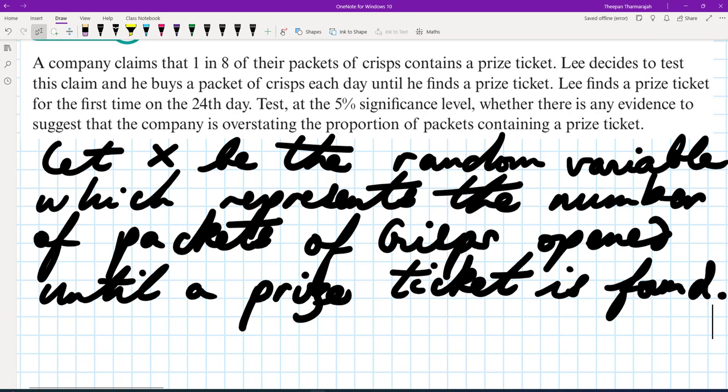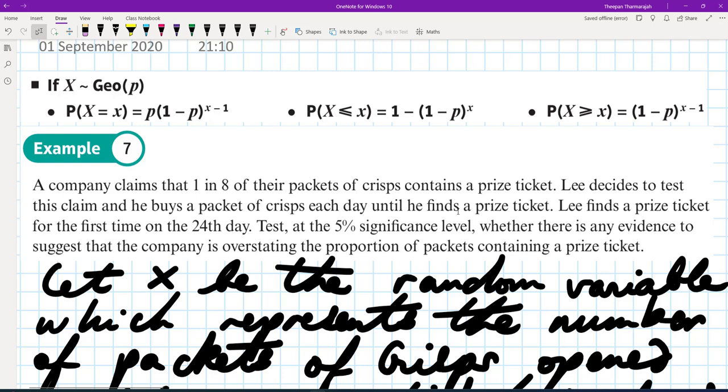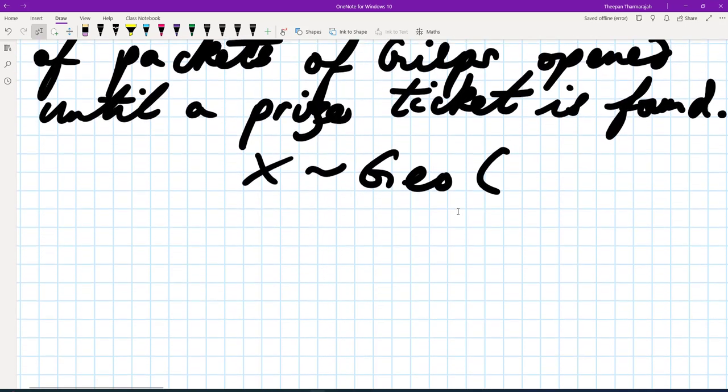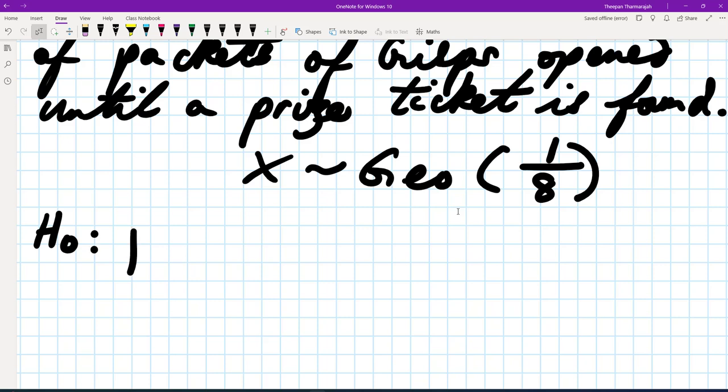Okay, so we're going to set up our model. We're going to say X follows the geometric distribution, so X follows Geo, and the probability, going back to the question, is 1 out of 8, so that's the hypothesized probability of success, or the proportion here. If the null hypothesis was true, P would remain at 1 over 8.